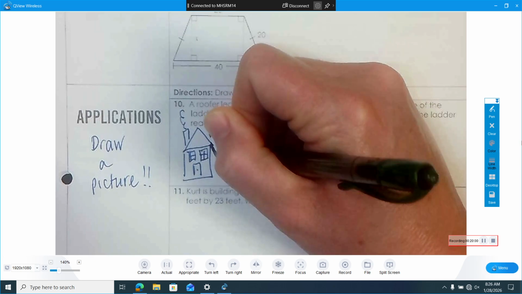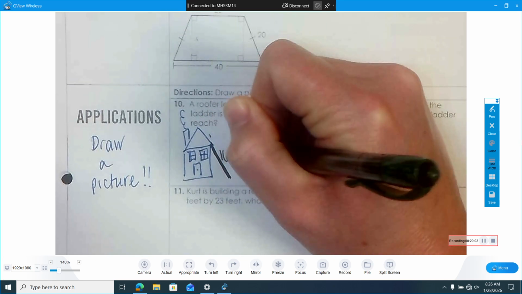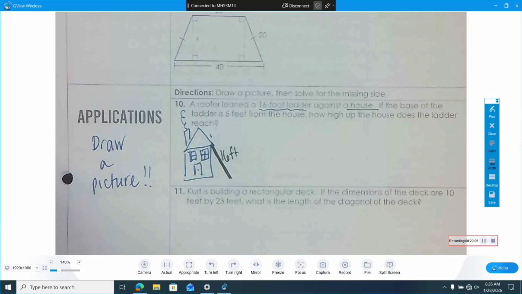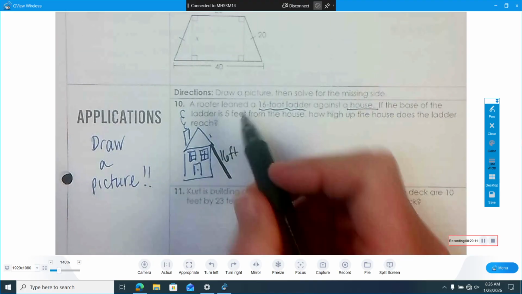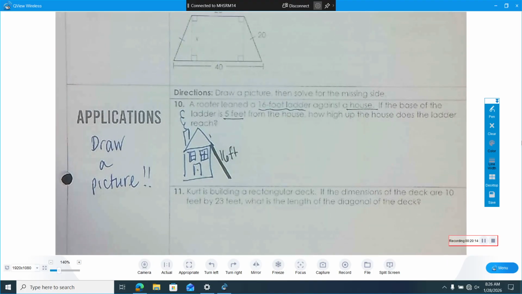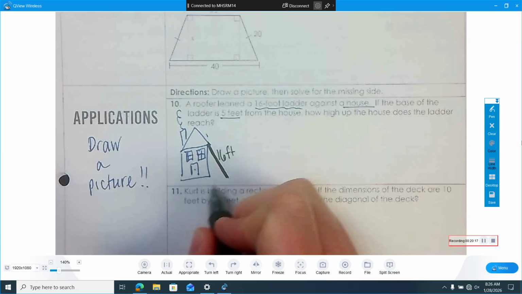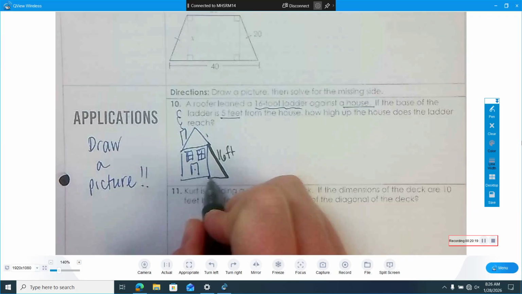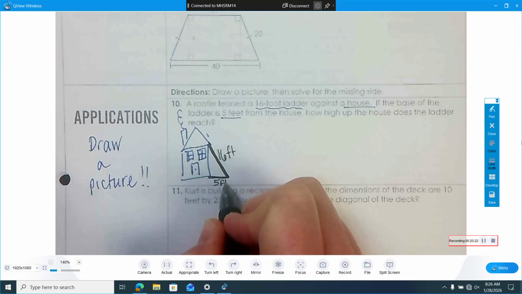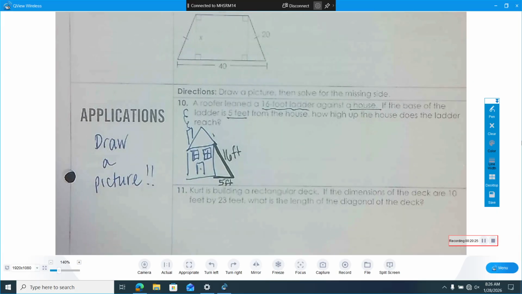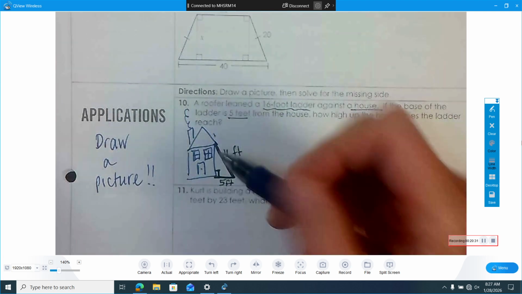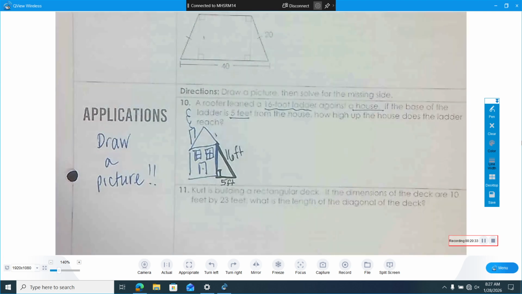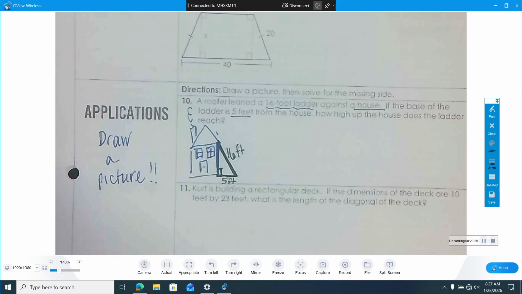There's my 16-foot ladder. That is the length of the ladder right there, leaning against the house. If the base of the ladder is 5 feet from the house, where do I put the 5? Underneath. Here's the base of the house, so the 5 must be the grass that it's sitting on. So right there is the 5 feet, and of course, it's not the Leaning Tower of Pisa, despite my picture. We have a little right triangle right here, because hopefully my house is standing straight up. We assume that it is.